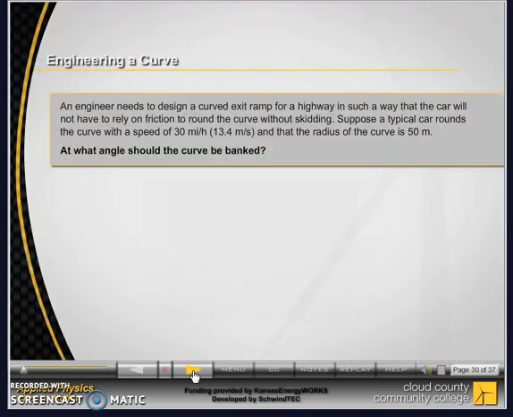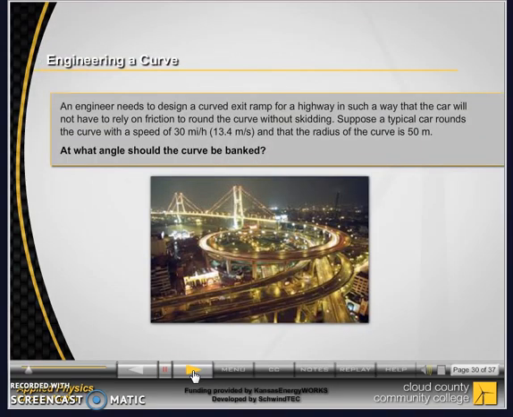An engineer needs to design a curved exit ramp for a highway in such a way that the car will not have to rely on friction to round the curve without skidding. Suppose a typical car rounds the curve with a speed of 30 miles per hour and that the radius of the curve is 50 meters. At what angle should the curve be banked?